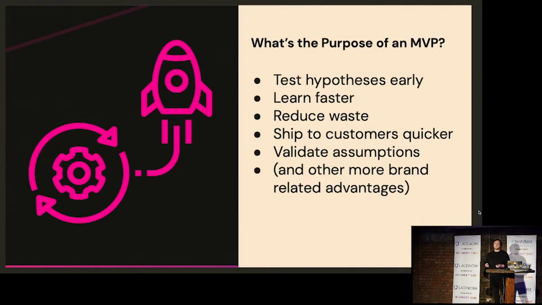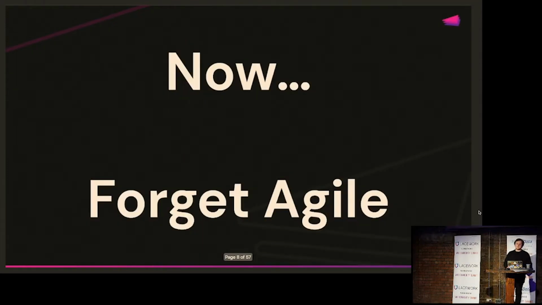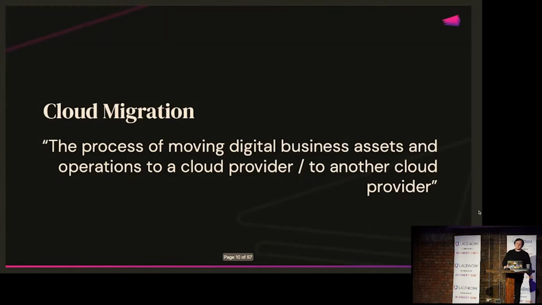With an MVP, we test our hypotheses earlier, we learn much faster, we reduce waste, we ship value to our customers more quickly. There are some other advantages. But with a more migration-based approach, which typically falls back to more waterfall approaches, we don't get any of these benefits. So now we're going to forget agile, and we're going to go into the world of migrations. So what is a cloud migration?